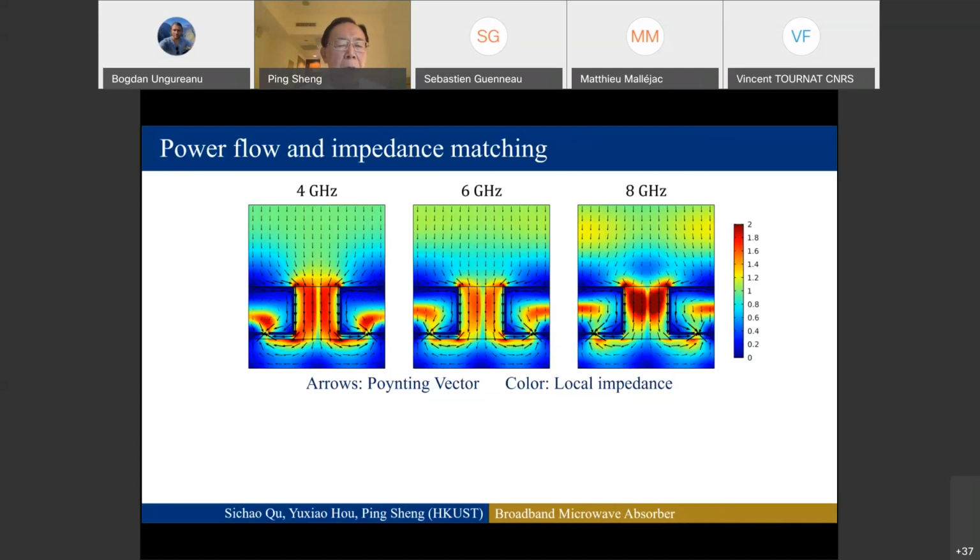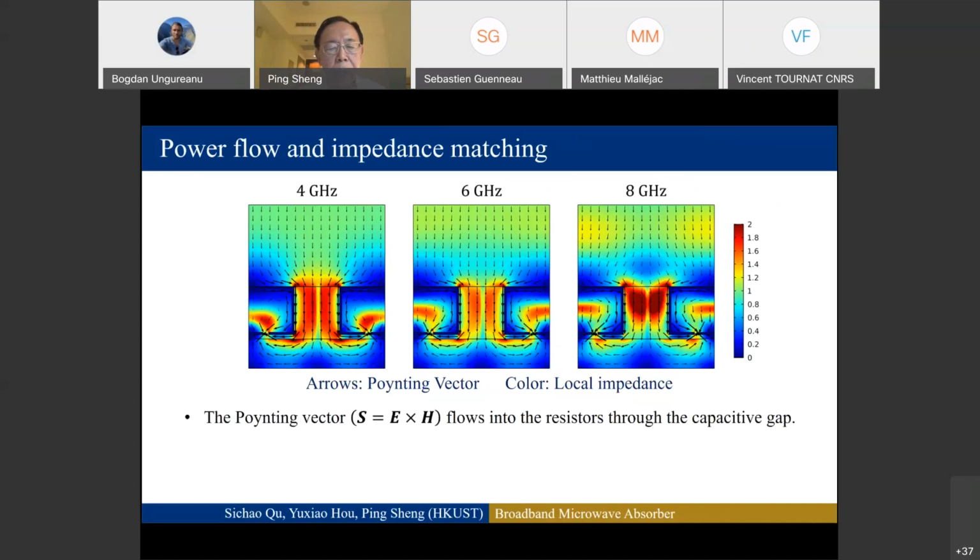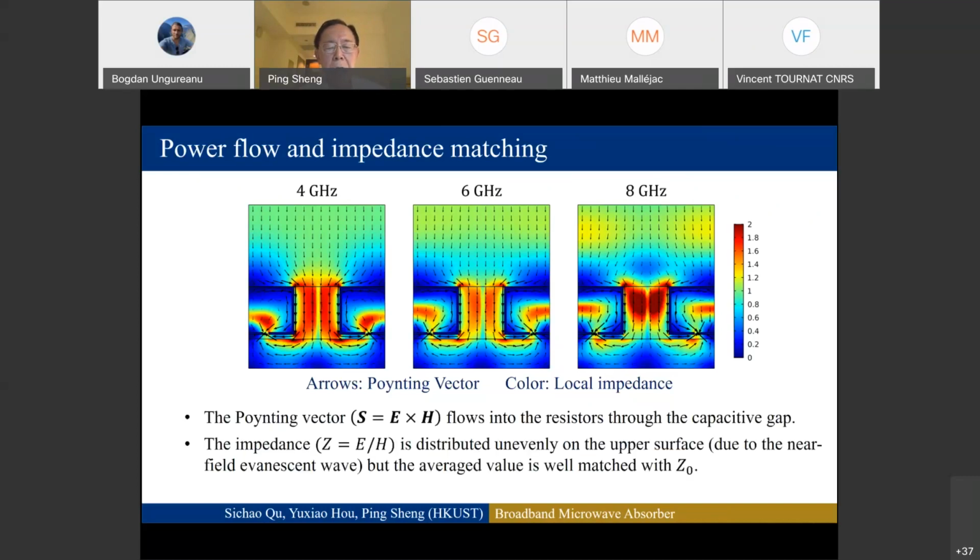And you can see the power goes through the capacitive gap, and then it turns around and gets dissipated in the resistor from the bottom. It turns around. And so, as I already said, the average impedance on the top is very close to the vacuum impedance.